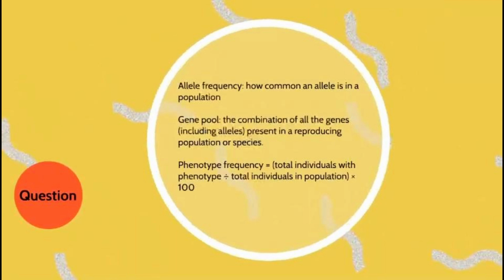We can calculate the phenotype frequency by counting the total number of times a particular phenotype is present in the population, and then we divide that by the total number of individuals within the population. Normally this is given as a percentage, so we then multiply that by 100. Let's go through a quick example.